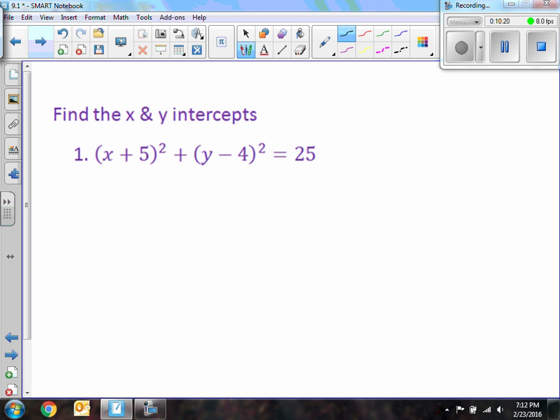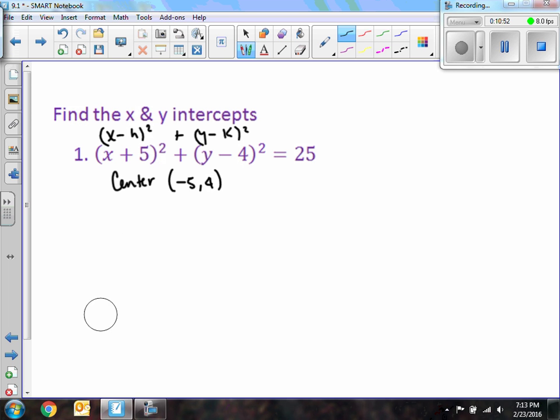Alright, so now we need to find the x and y intercepts. So finding the x and y intercepts, well, let's go ahead and graph this actually. If we're thinking about this, we are centered where? The center is (-5, 4), remember, x minus h squared plus y minus k squared. So my center is (-5, 4).